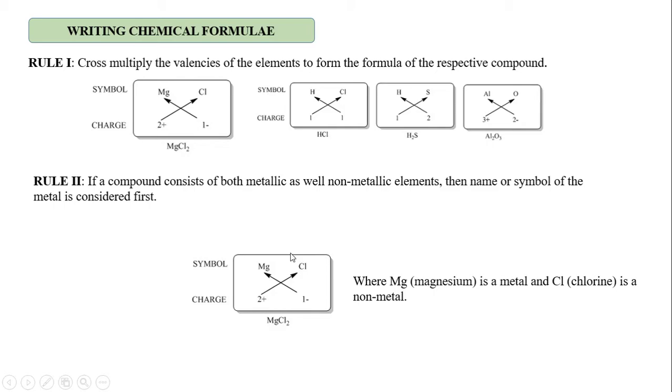Suppose the compound consists of both metals and non-metals. Magnesium is a metal, chlorine is a non-metal. Always write the symbol of the metal first. So magnesium will come first, followed by the non-metal chlorine. This is the second rule. So if you do the crisscross, we will get MgCl2.